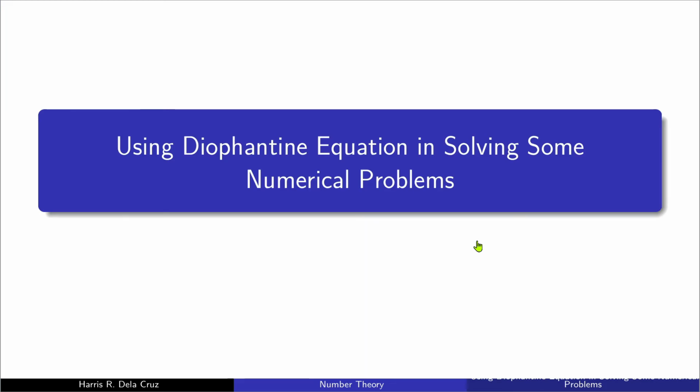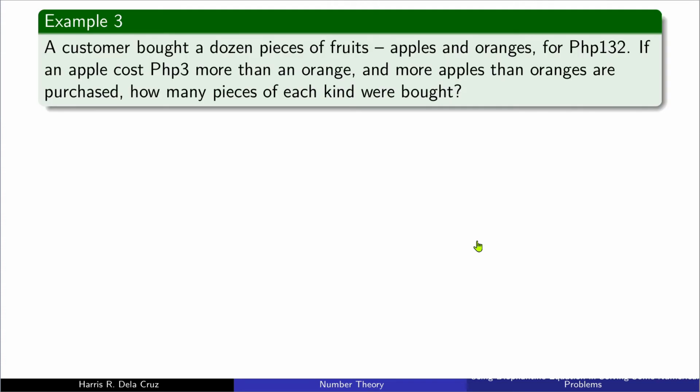So how do we use the Diophantine equation in solving some numerical problems? Here's an example. Suppose a customer bought a dozen pieces of fruits, apples and oranges, for 132 pesos. If an apple costs 3 pesos more than an orange, and more apples than oranges were purchased, how many pieces of each kind were bought?